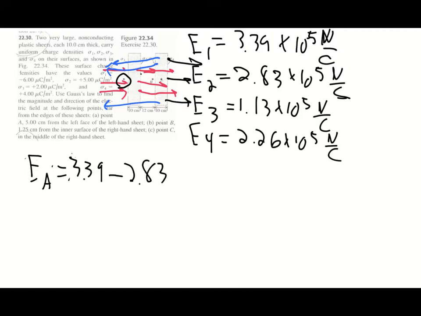The third one comes from this side over here. If I'm at that point, it's going to be to the left, minus 1.13. And if I'm over on the left side, if it comes from this surface, it's going to be the left also, so it's going to be minus 2.26. I subtract all those numbers, and I get negative 2.83 times 10 to the 5th newtons per coulomb. Again, the negative just tells me the direction, that it's going to point to the left.